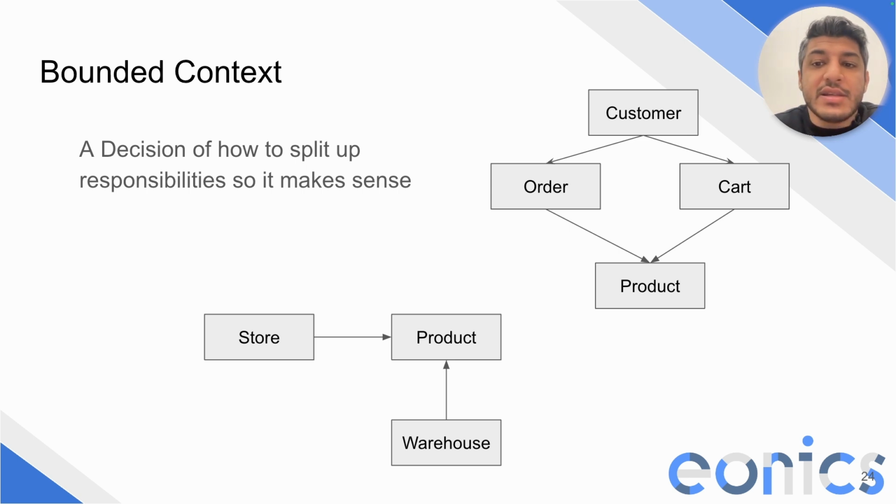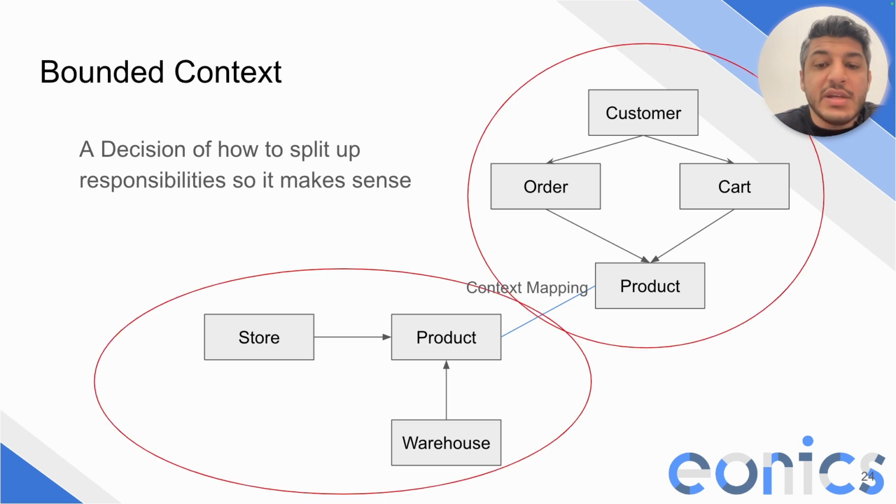As you can see, this model is actually one. So we have customer, order, cart, and product, and store and warehouse. But it has been split into two, and there's a connection between these two splits, and that's the product. And this is called context mapping. So we have split this work in a way that two separate teams can work on two different parts of your model. And then the part that produces data to the other part is called upstream context, and the other part is called downstream context.